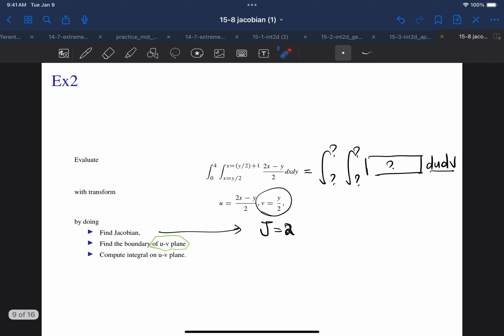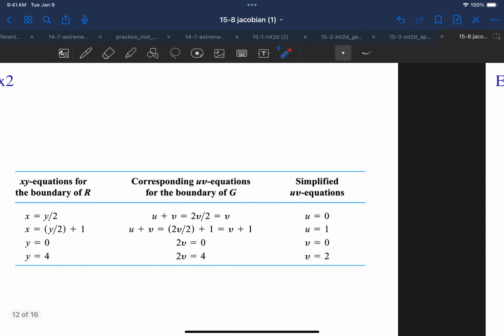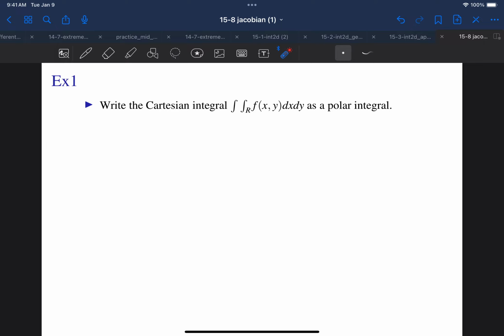The thing is that you need to find the correct boundaries and the correct integrand. That's what you want to do. So we had one example, example two, and now we continue with some more examples to get familiar with this.